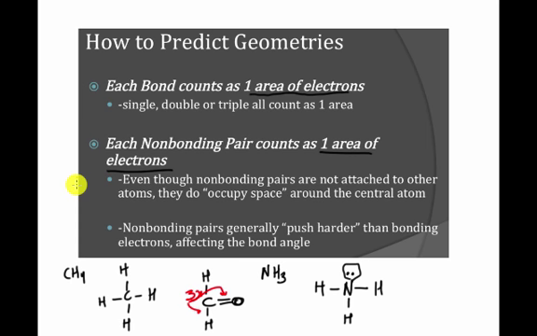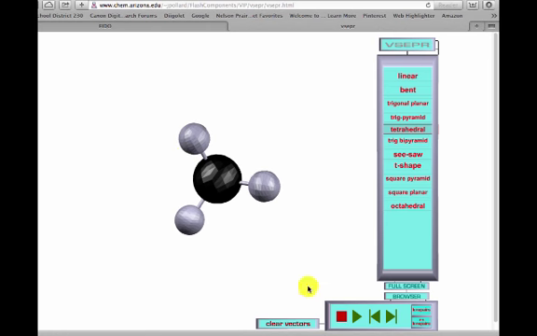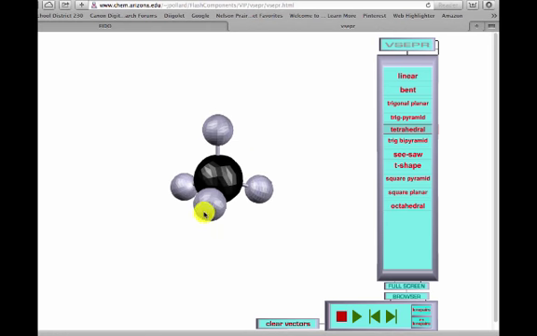All right, so what do I do after I figure out how many areas of electrons I have around my central atom, counting bonding and non-bonding as the same? Now what I'm going to do is separate out those bonding and non-bonding. Let me show you that in the animation again. Okay, so this is methane. This is that CH4 that I had drawn the Lewis structure for on that previous slide that I showed you.